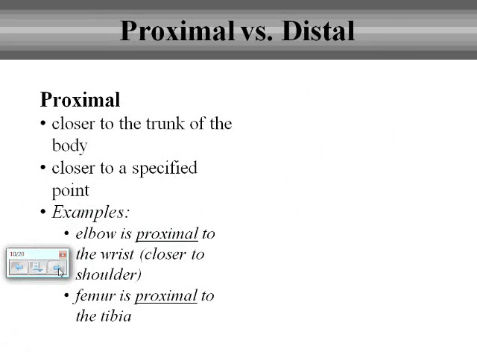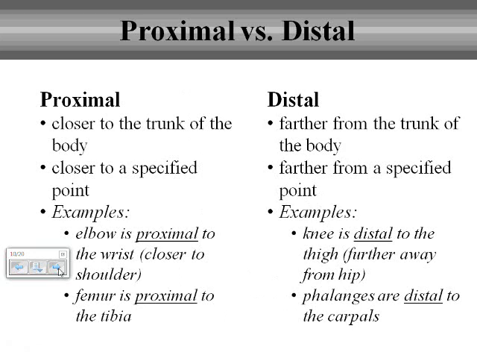Proximal versus distal. Proximal means close, while distal means distant, far. So your knee is distal to your hip, it's further away. While at the same time, your elbow is proximal to the wrist. Your elbow is closer to your body, or to your trunk, than your wrist.